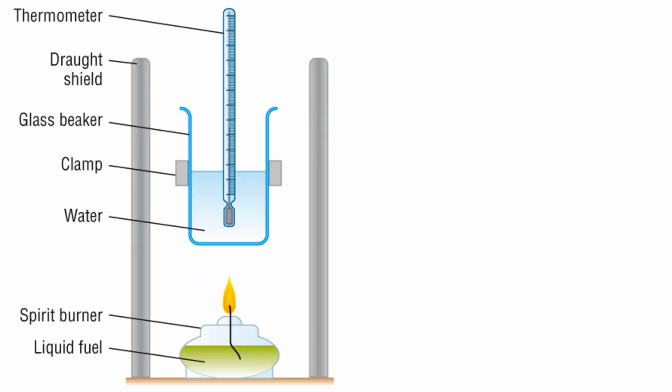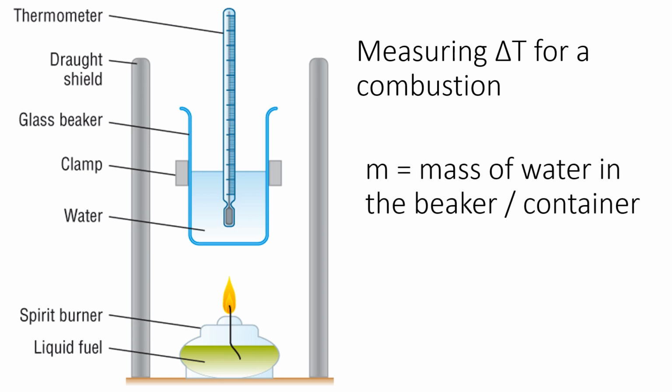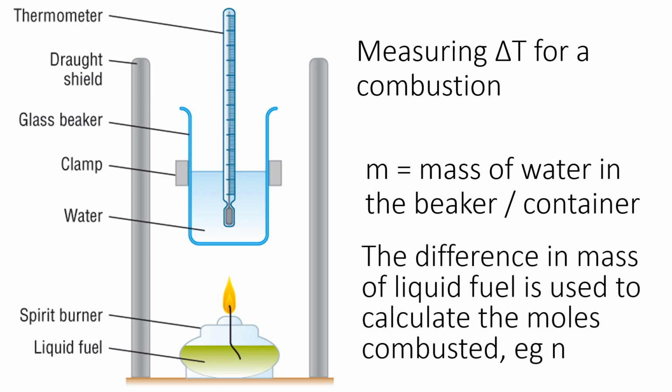And the other type is where you burn a fuel externally to the water. So the fuel is underneath and the water is clamped in a container above the burning fuel, and the thermometer is clamped so it's suspended inside the water, so it measures the temperature change of the water. So this is measuring delta T for a combustion. So m is going to be the mass of water in the beaker or container, that's Q equals mc delta T, that is. And what happens is the difference in mass of liquid fuel before and after is used to calculate the moles combusted, e.g. n.